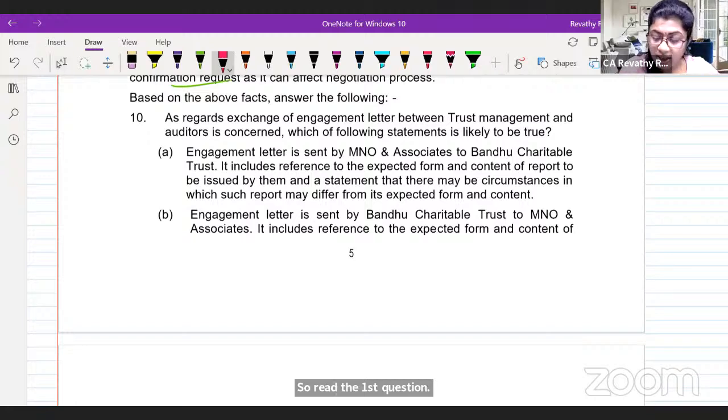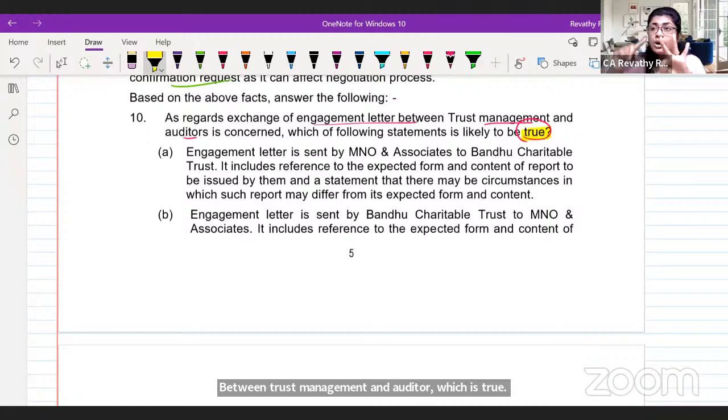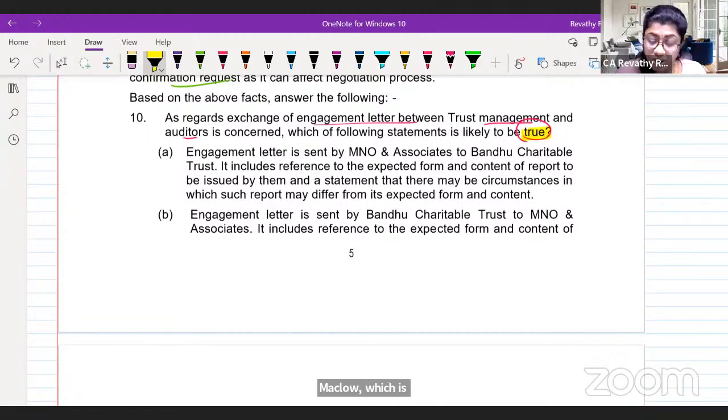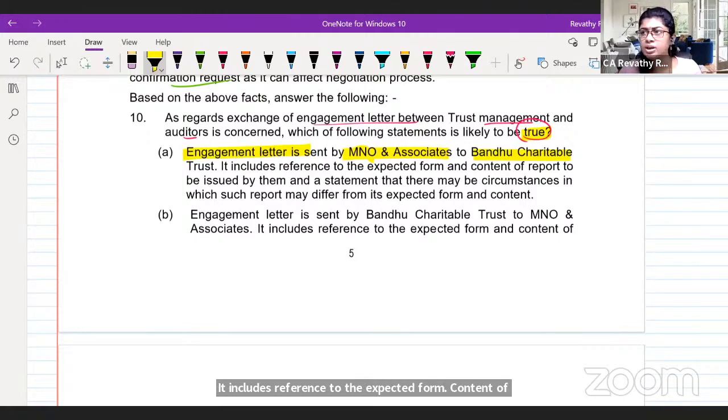Regarding the engagement letter between trust management and auditor, which is true? So 3 will be false, 1 option will be true. Cut, rule out. Engagement letter is sent by MNO, CA firm, to Bandhu Charitable Trust client. It includes reference to the expected form and content of report, and you will also state there may be some changes in the form and content in future. Engagement letter is issued by Bandhu Trust. Who issues to whom? Auditor to client or client to auditor? Auditor to client. So, can we cancel this?